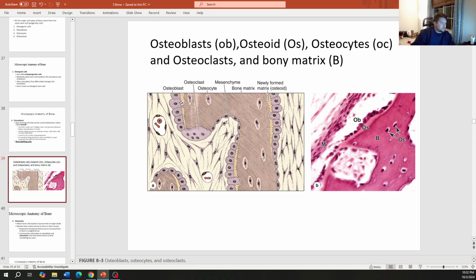Okay, so we have the osteoblasts here. They're producing the matrix. All this stuff here in the yellow is the matrix. This is the ossified portion. And these osteocytes here are staying here. These were osteoblasts at one point.